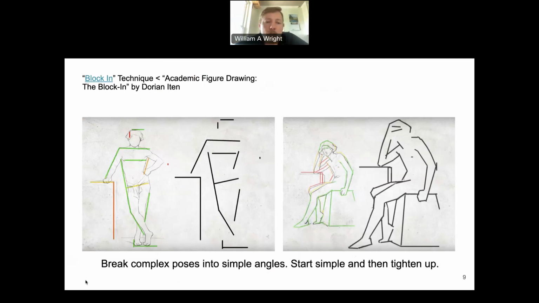But yeah, break complex poses down into simple angles. When the pose starts to change the proportions, remember, you can still do heads tall on a pose like this on the left, but just note that it's not going to be 7. It shouldn't be 7 because he's not standing up. It might only be 6, because his thighs are turned sideways and all that sort of stuff.